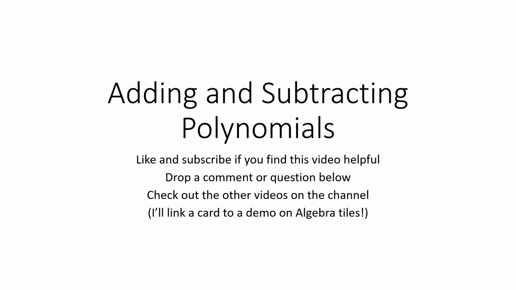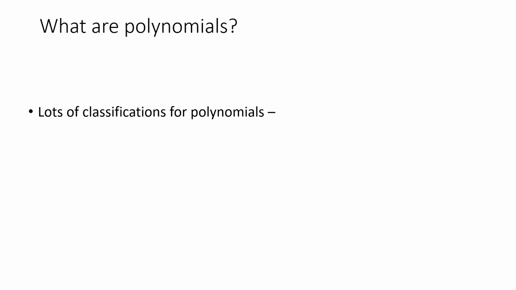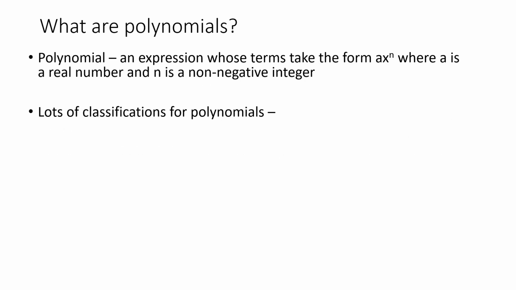So we're going to start off with a definition of polynomial. And polynomial, I mention a lot, is one of those things that's fairly easy to work with, but difficult to define. So this is a pretty good functional definition. There's one piece of it that's missing, and I'm going to link in the description box to a video that will explain the piece that's missing. But a polynomial could be defined as an expression whose terms take the form ax to the n, where a is a real number and n is a non-negative integer.